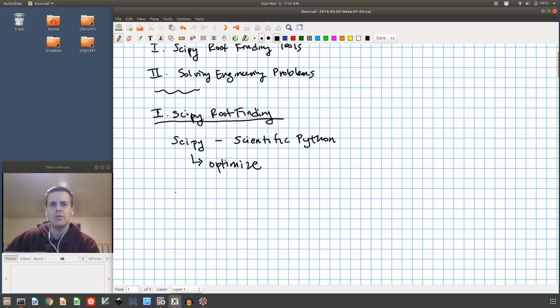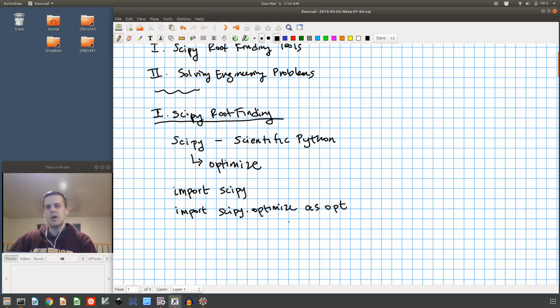So to import, we use the import keyword: import scipy. If you want the submodule, you would do import scipy.optimize, and I usually do that as opt. So then I can just call opt instead of having to type scipy.optimize every time I want to call a function out of there.